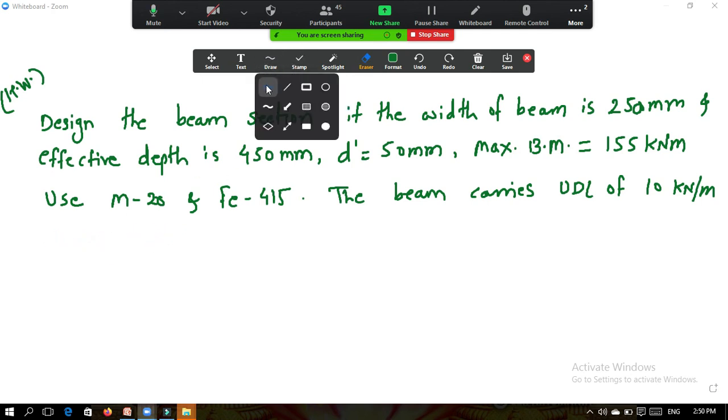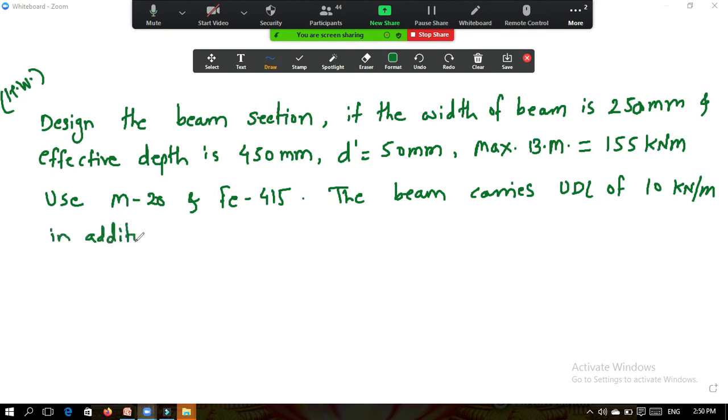10 kilonewton per meter in addition to its self weight. So now this is the given problem for your homework. I hope you will solve this problem very easily.